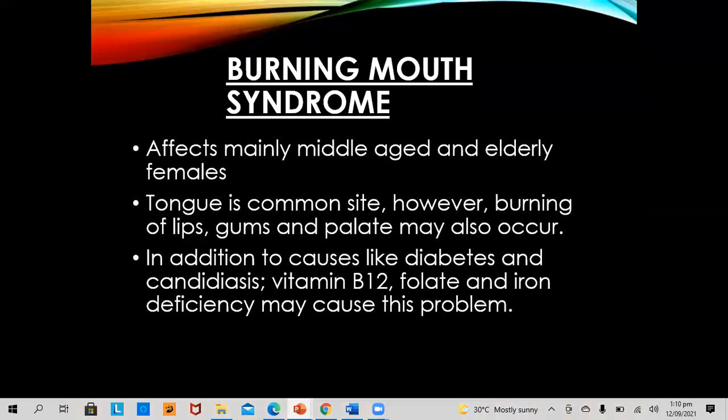Burning mouth syndrome is also one of the common findings which we see in middle-aged or older individuals, mainly female. The tongue is the common site. However, burning of the lips, gums, and palate may also occur. In addition to causes like diabetes and candidiasis, B12, folate, and iron deficiency may cause this problem.